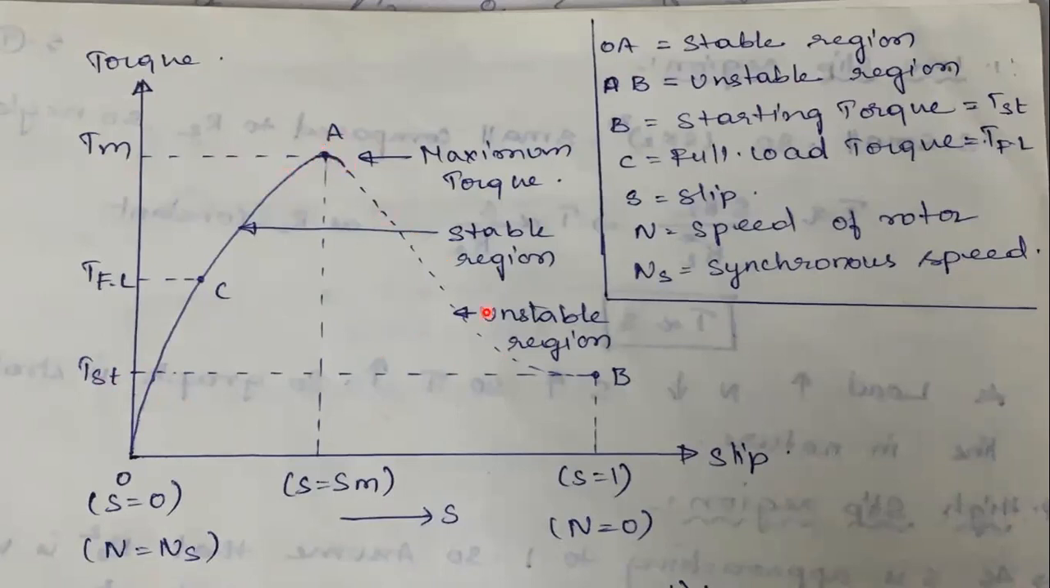This is the unstable region, and B is the starting torque point, C is the full load torque point, and A is the maximum torque point. These are the abbreviations regarding the torque slip characteristics. Now we will go through these characteristics and see how we get this curve.